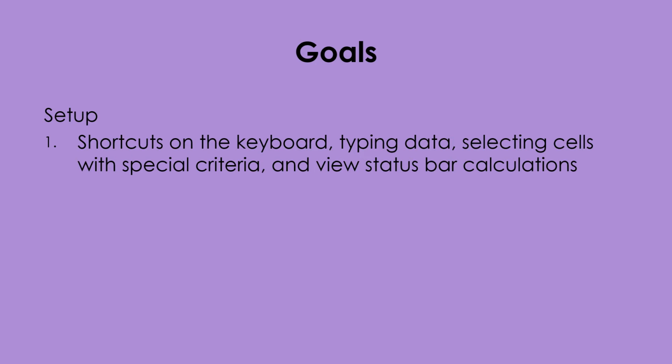Then the three points that we're going to be working on. We're really focusing on the shortcuts. Some of the shortcuts we're working on are the ones on the keyboard, how you can type information in as a shortcut. There are shortcuts for selecting your cells, especially with special criteria. And then there is a shortcut where you can view some calculations down at the bottom in your status bar without actually needing to create the calculations.